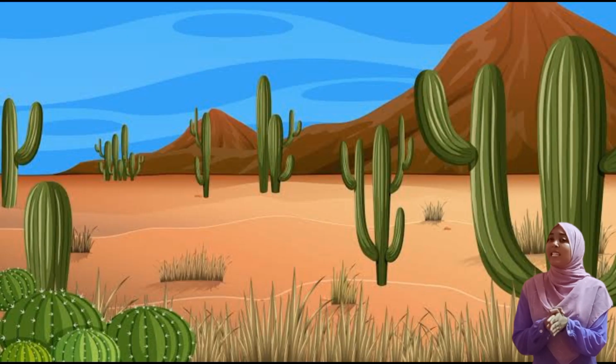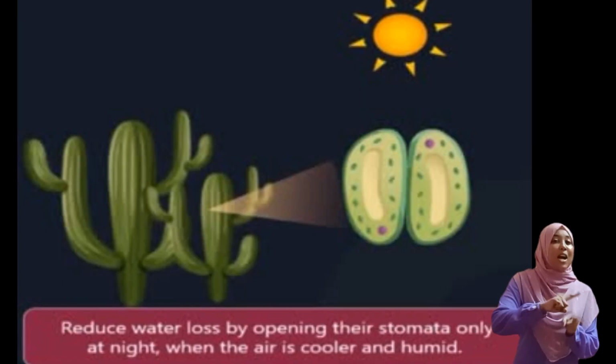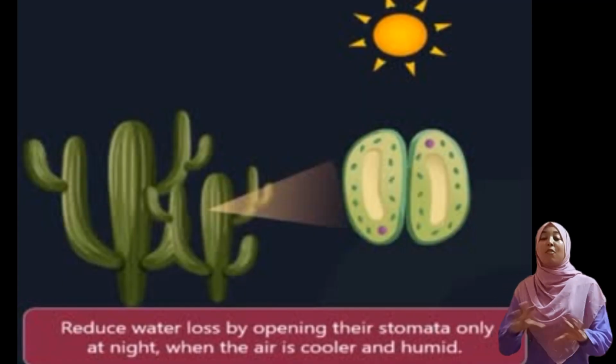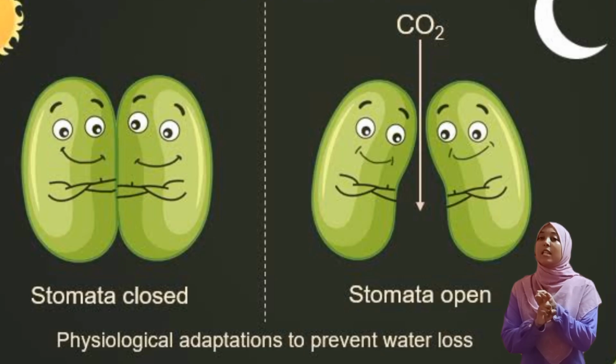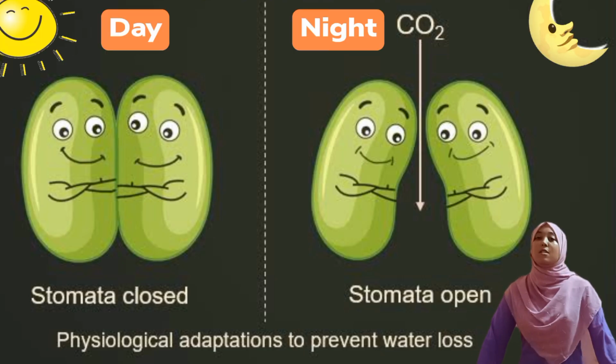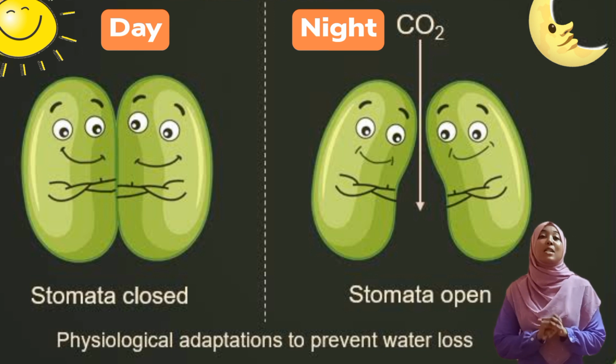But you'll find that in certain plants that are found in desert areas, they have a reversed stomatal rhythm. It's the reverse of it. So instead of opening during the day, they close them during the day and open at night. So during the day, the stomata are closed, and at night is when the stomata are open.